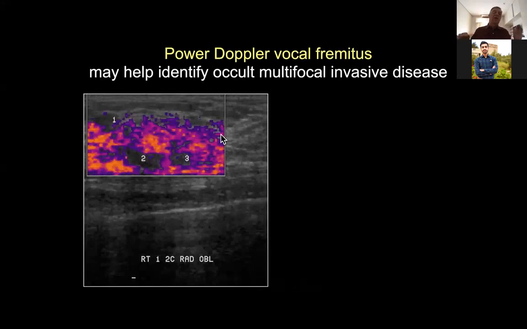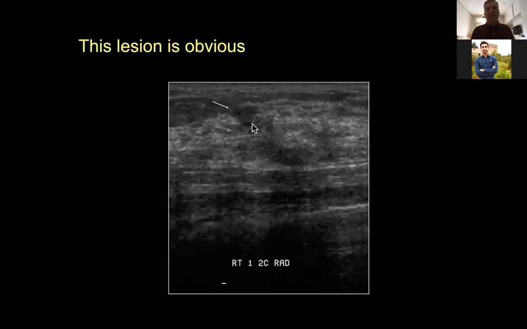But if I do power Doppler vocal fremitus, where I put on power Doppler with a solid orange or yellow map at a PRF of 1000, and I have the patient hum in a deep voice, and I specifically say, don't hum up here, I want you to hum deep, way down here, because the lower frequency creates vibrations. Now I can see 1, 2, 3 foci, whereas in the original lesion, I really only noticed the original one.